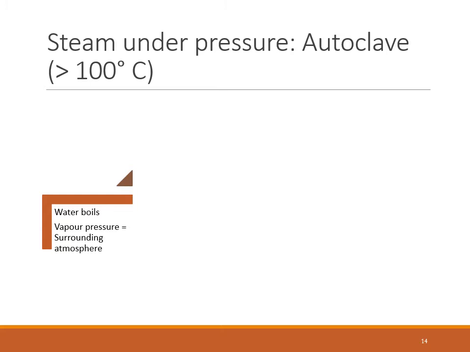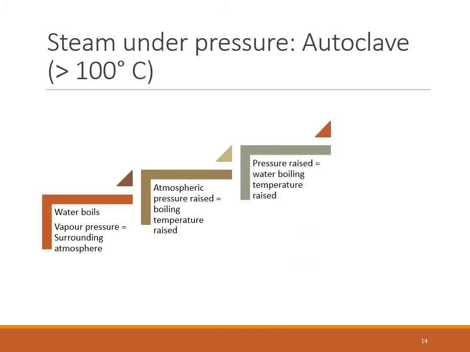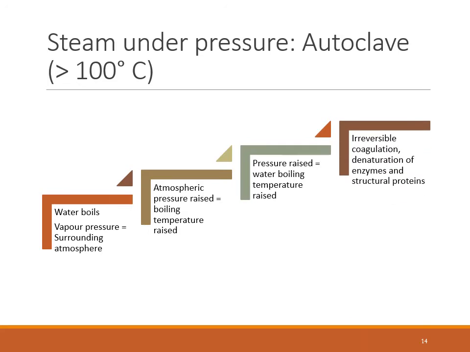The principle of the autoclave is that water boils when its vapor pressure equals that of the surrounding atmosphere. When the atmospheric pressure is raised, the boiling temperature is also raised. At normal pressure, water boils at 100 degrees Celsius, but when the pressure inside a closed vessel increases, the temperature at which water boils also increases. This is how latent heat is generated.